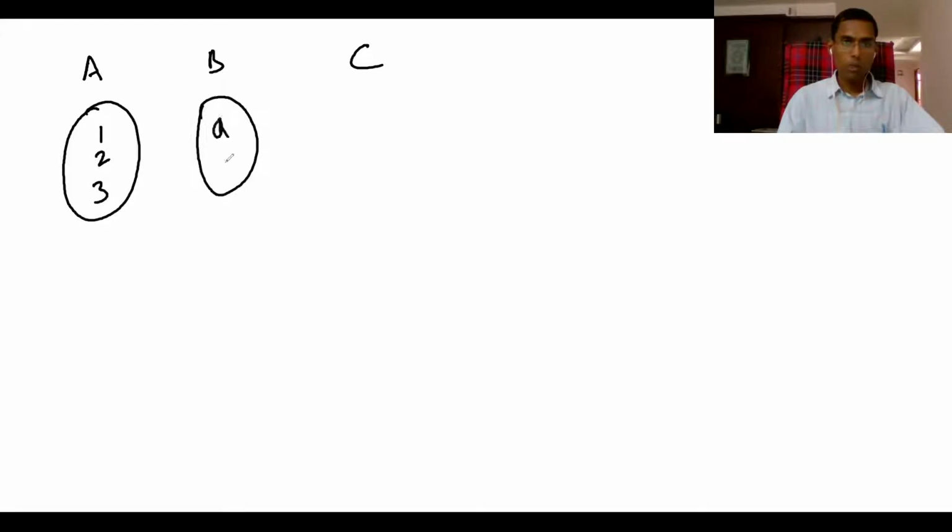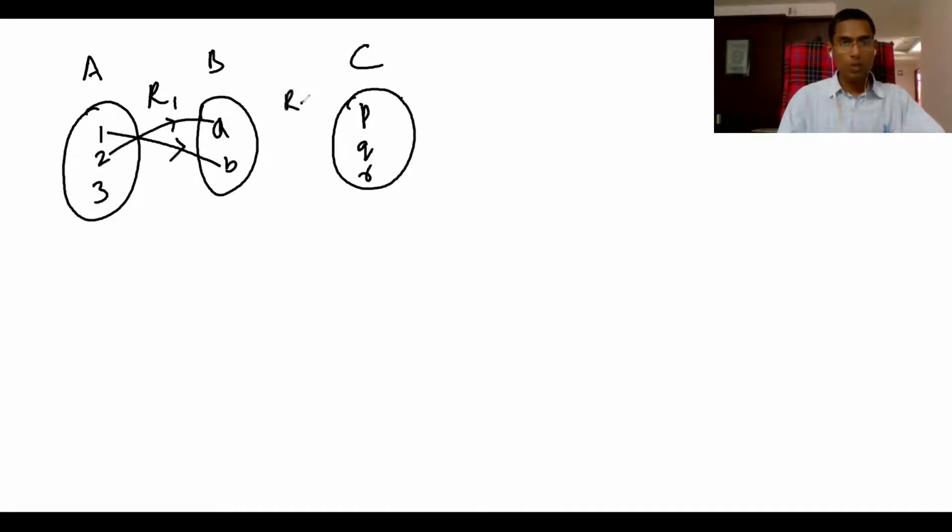Here, let's say A, B, C, three sets are there. In set A, 1, 2, 3 are there. In set B, a, b are there. In set C, p, q, r are there. Now R1 is a relation from A to B, defined like this. R2 is a relation from B to C, defined like this.